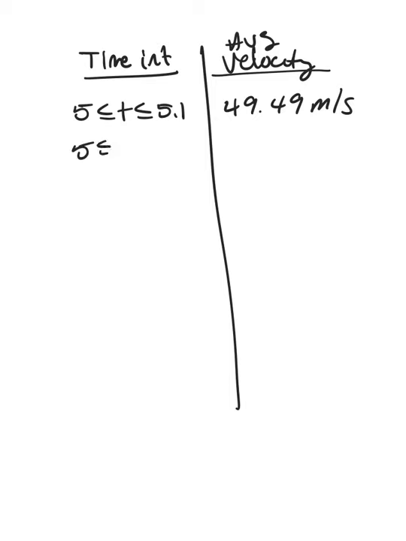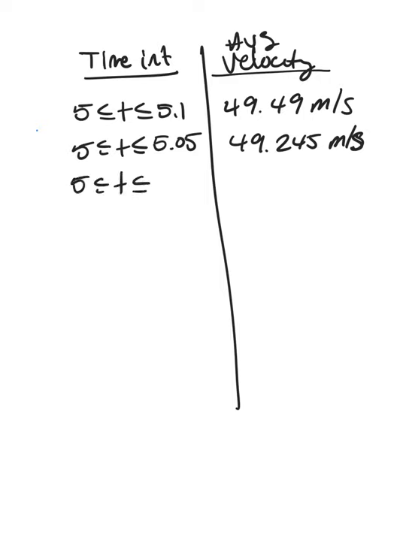Well, let's get closer to 5. So how about we go from 5 to 5.05? Do the same formula, the y2 minus y1 over x2 minus x1. This time I get 49.245 meters per second. Well, let's get even closer to 5. So I go from 5 to 5.01. Well, that gets me 49.049 meters per second.